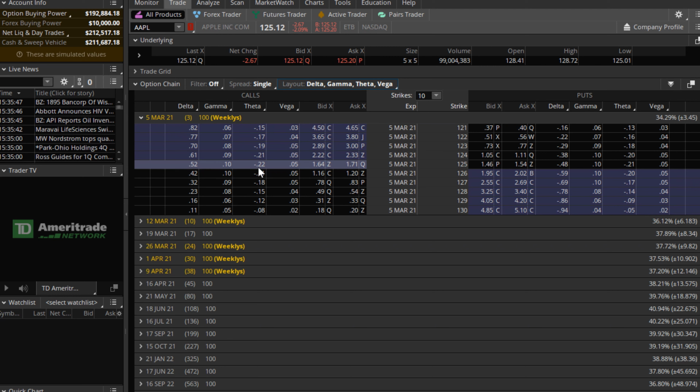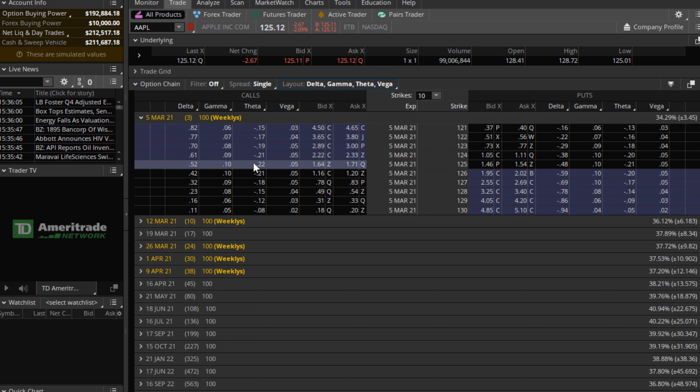Theta is time, T for time. Theta is your time decay. So for every day that passes, irrespective of the price movement in Apple, you lose or gain 22 cents in theta. In this situation, you lose 22 cents in theta for every day that passes by. And vega is your volatility.